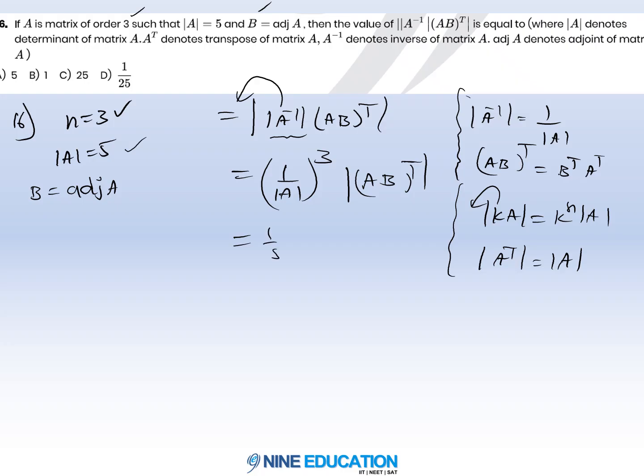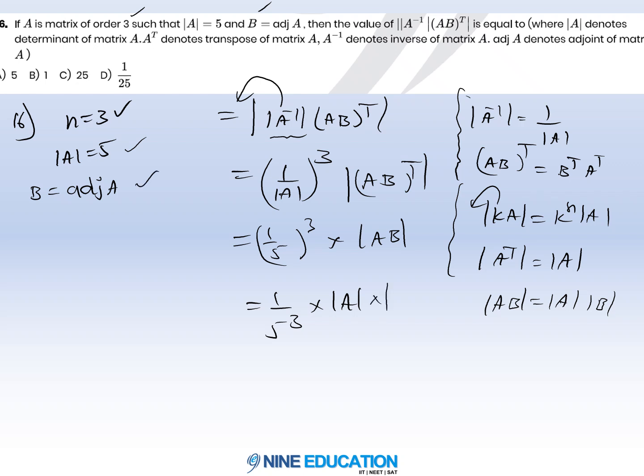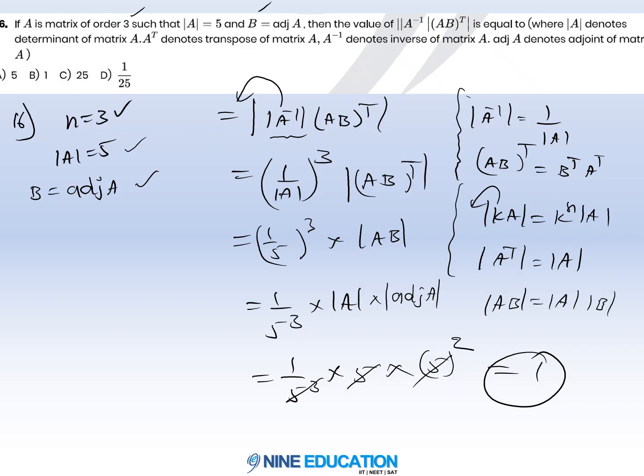Let's substitute here: 1 by 5 whole cube into det of AB. So det of AB is det A into det B, right? So 1 by 5 cube into det A into det B. B is nothing but adjoint A, so det of B can be written as det of adjoint A. So 1 by 5 cube into det A, which is 5. Det of adjoint A is det A, which is 5, whole power n minus 1, which is 3 minus 1, 2. So 5 cube and 5 cube get cancelled. So the final answer will be 1. It is option B.